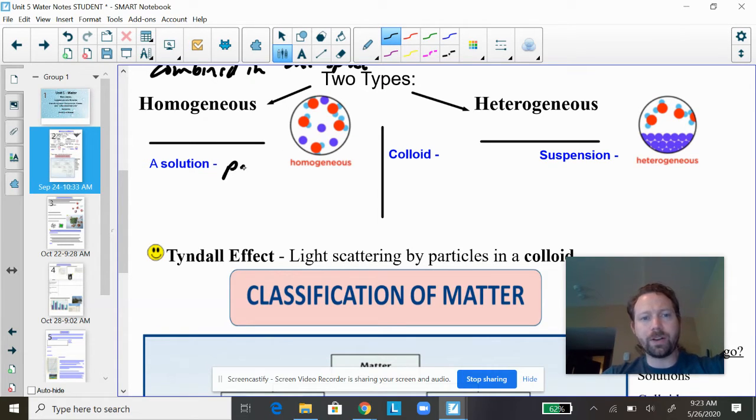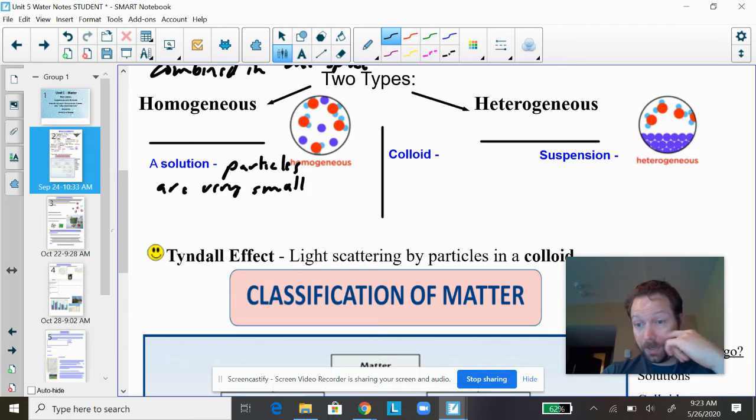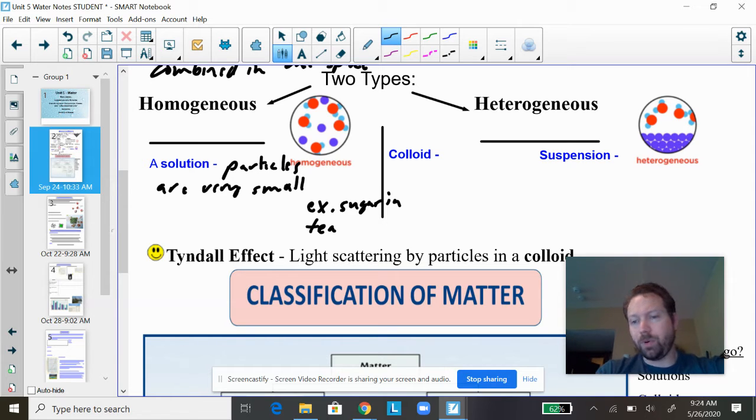So a solution has particles that are very small and they've dissolved in each other. Typically, we're talking about a polar molecule like sugar or some sort of salt where the water dissolves it because water is also polar. You'll learn in a later video that like dissolves like. So polar things dissolve polar things, non-polar things dissolve non-polar things.